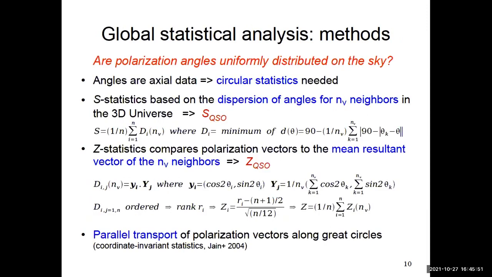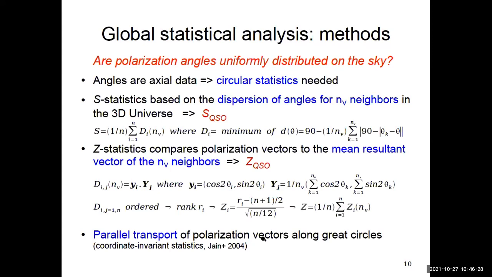So the question is, are the polarization angles uniformly distributed on the sky? I will not go into the detail of the statistical tests. It's just important to realize that we need circular statistics because we are dealing with angles. So we consider mainly 2 tests. The dispersion of angle for a number of neighbors. And in the second test, we compare the polarization vector of a quasar to the resultant vector of a number of neighbors. There is one parameter in this test, which is the number of nearest neighbors.